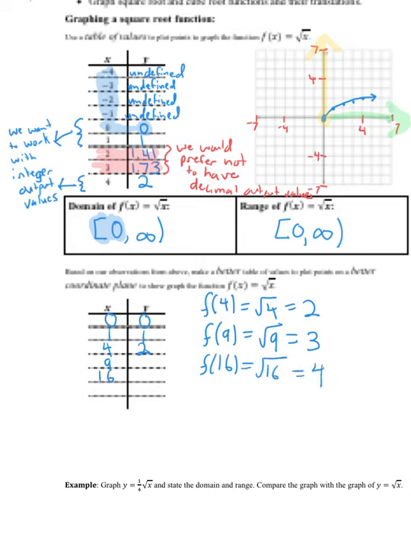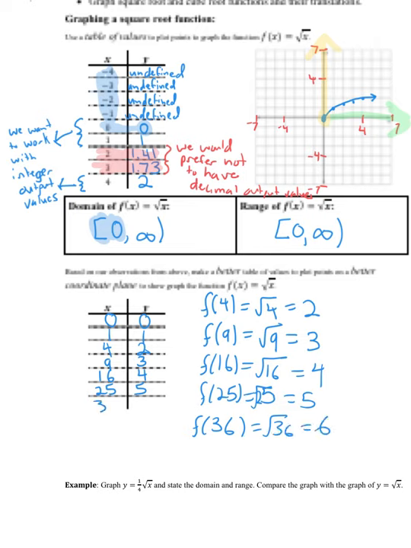So for example, the square root of 9 is 3. The square root of 16 is 4. And then we could do the square root of 25, and that's 5. So that'll give us another nice one. And then finally, we'll say the square root of 36.